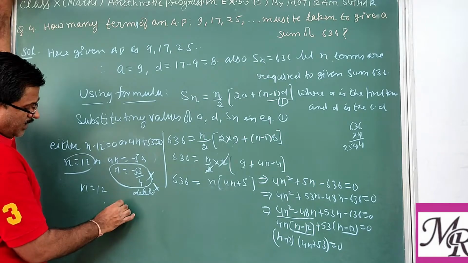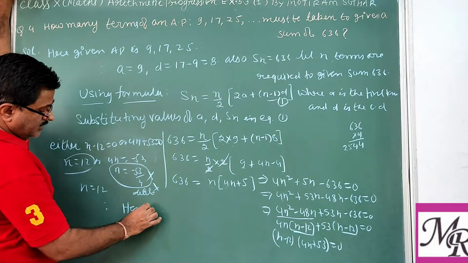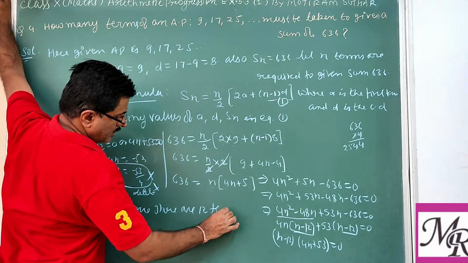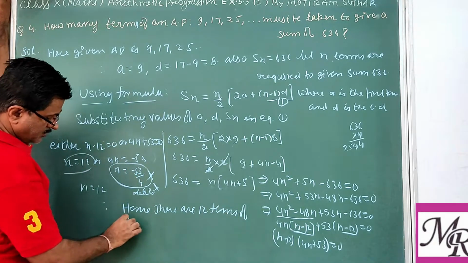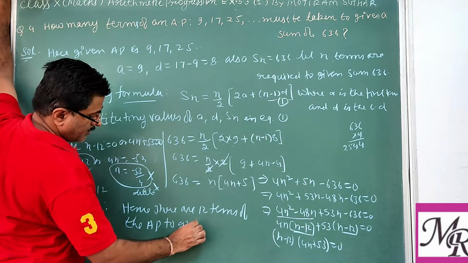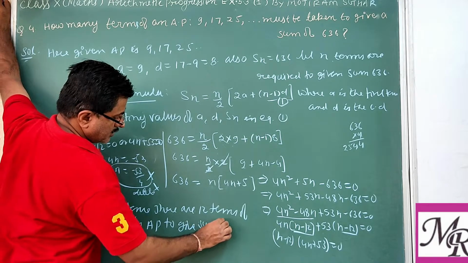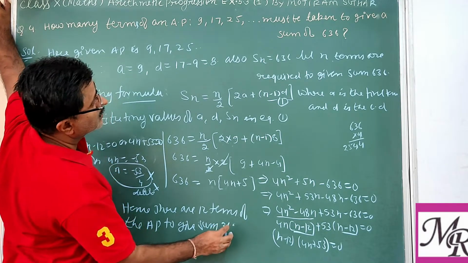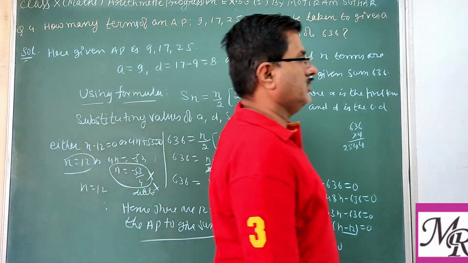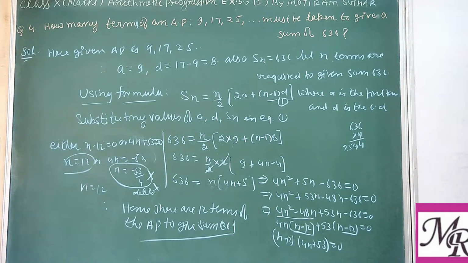So at last you write the answer. There are 12 terms of the AP to give sum as 636. So in this way you can easily solve. Only here remember your formula of Sn equals n by 2 into 2a plus n minus 1 into d.